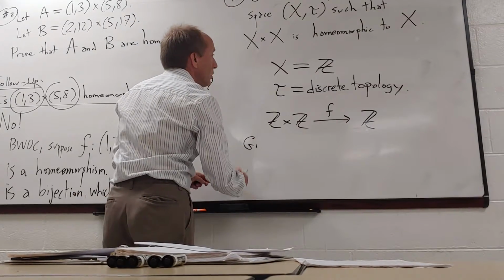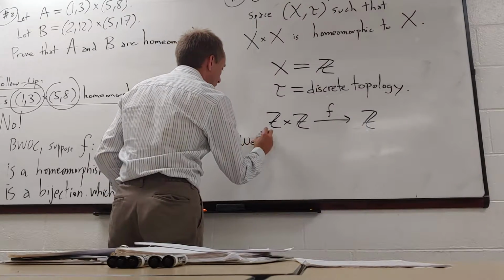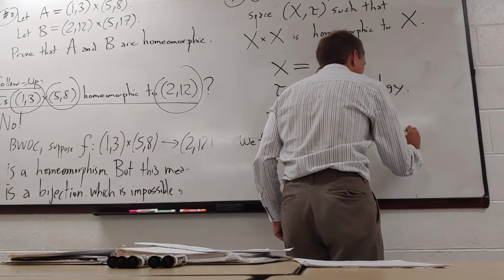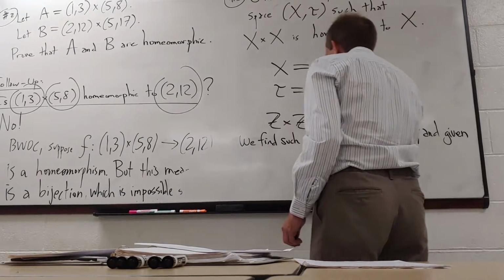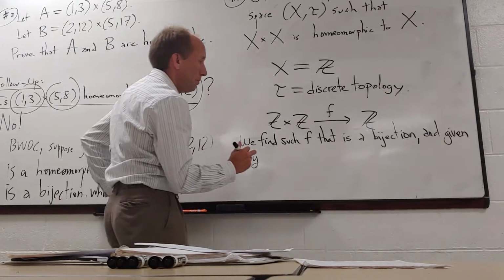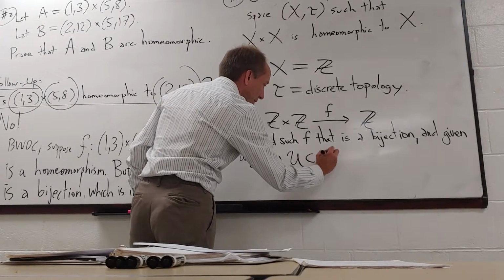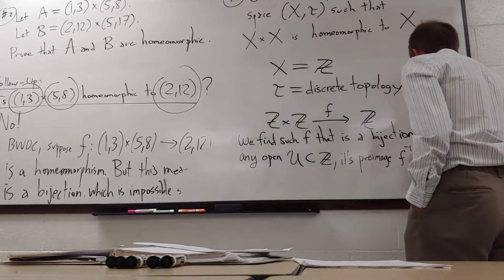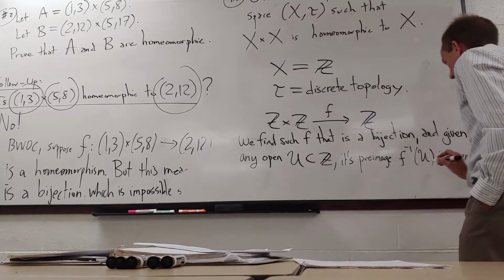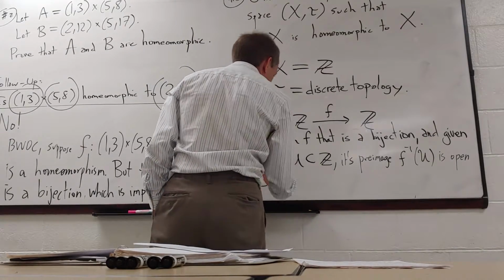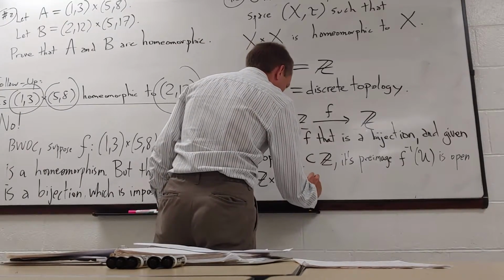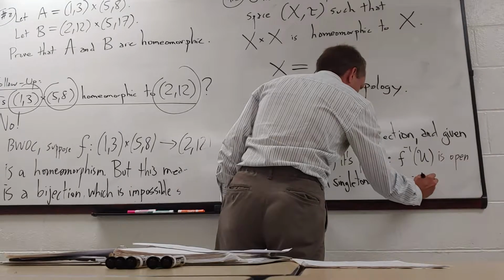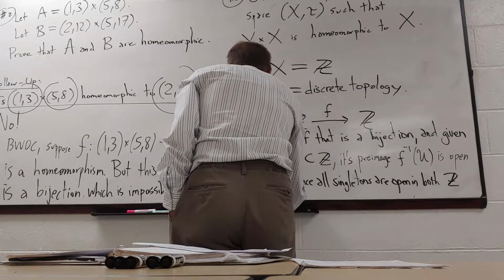So we can find such an f that is a bijection, and given any open set U inside of Z, its preimage, which would be the preimage of U, is open in Z cross Z, since all singletons are open in both Z and Z cross Z.